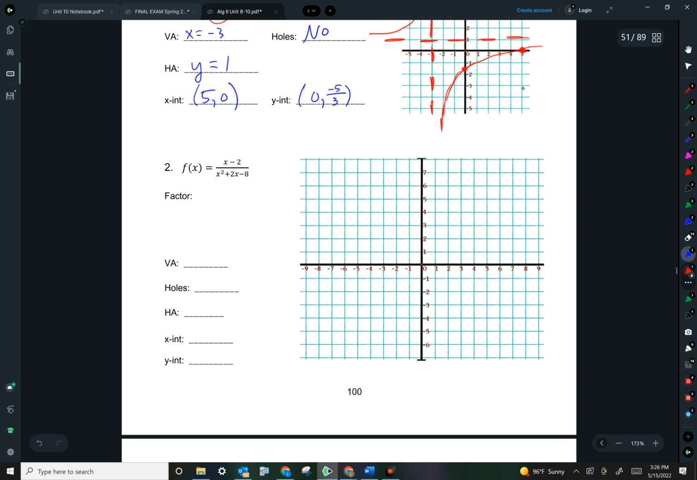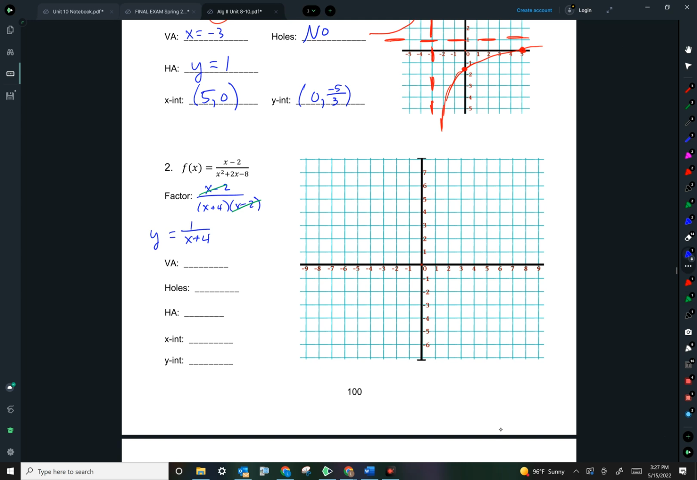Okay, so look at example 2. Let's pick out all the information. First, I'm going to need to factor that denominator. So I'm going to have x plus 4, x minus 2. I think that'll work. That'll give me the positive 2x in the middle. So that means the x minus 2's cancel. And I think it's always important to write down what you're left with. So I'm left with y equals 1 over x plus 4.